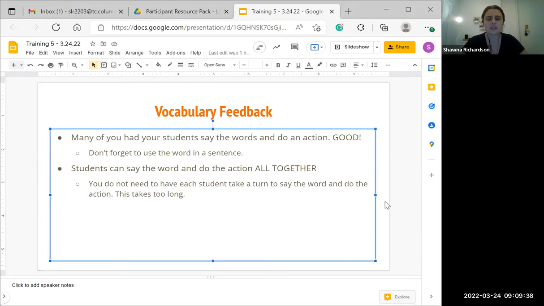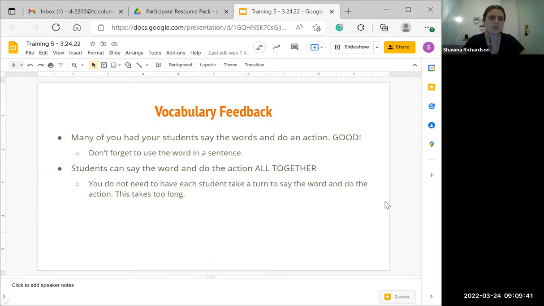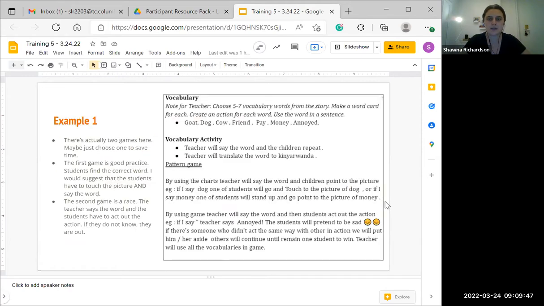The vocabulary should really only take a couple of minutes to introduce the words, have them act it out, and use it in a sentence. This is one example we took from one of the lessons that we received. I'm not going to say whose it was. Here you chose the vocabulary words: goat, dog, cow, friend, pay, money, and annoyed. The teacher will say the word and the children repeat, and then the teacher will translate.